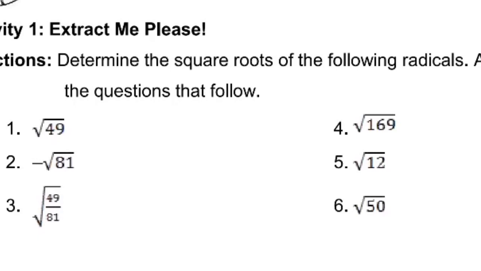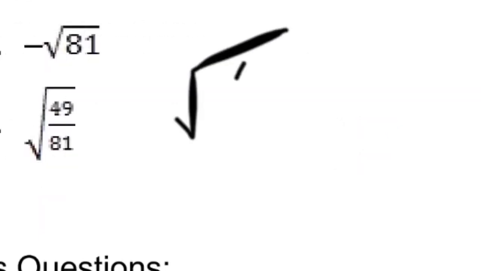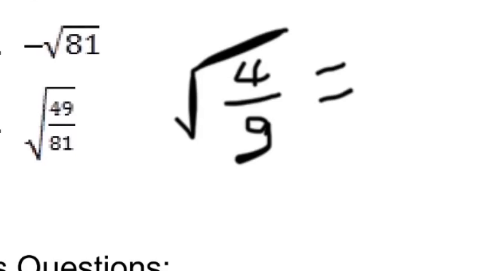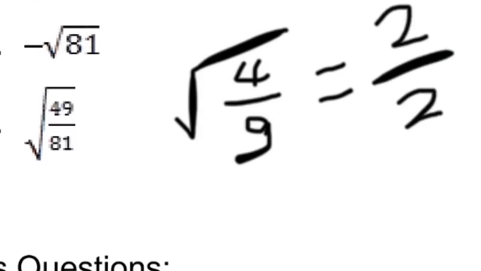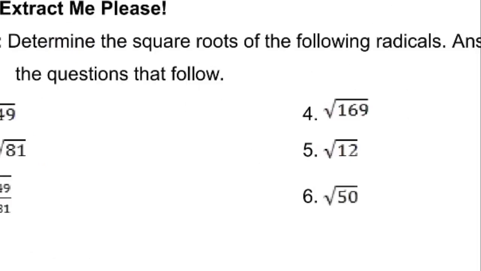Then for number 3 here, we have square root of 49 over 81. This is just the same as square root of 4 over 9. What you're going to do is get the square root of 4. Square root of 4 is 2. Square root of 9 is 3. So square root of 4 over 9 is 2 over 3.